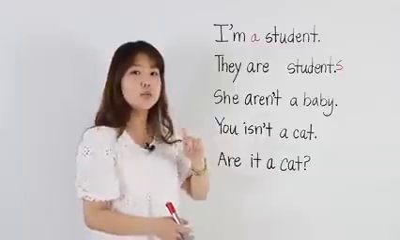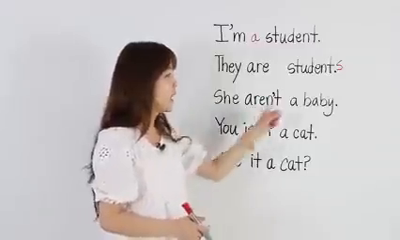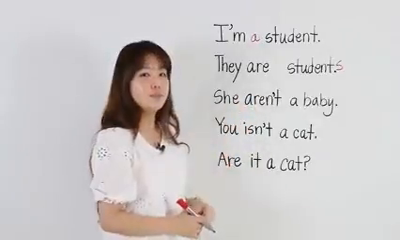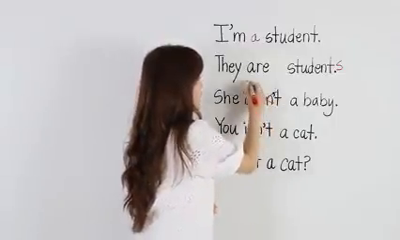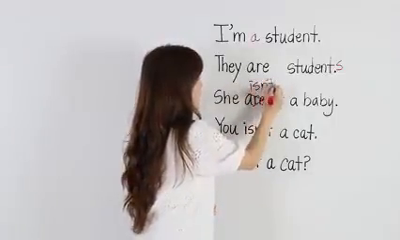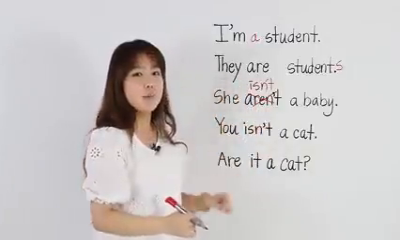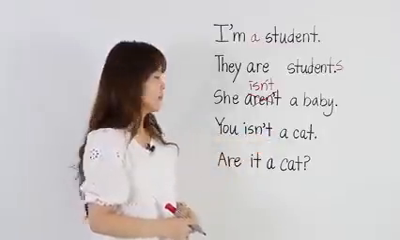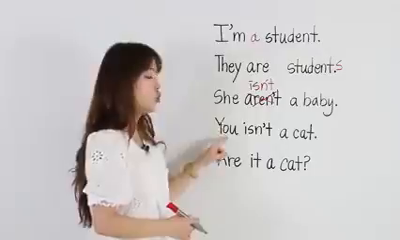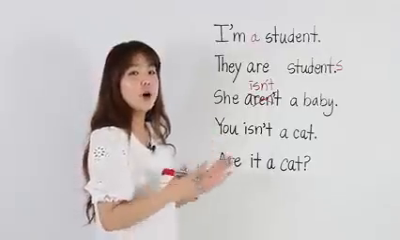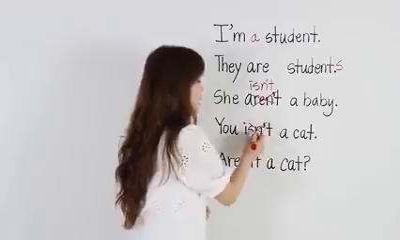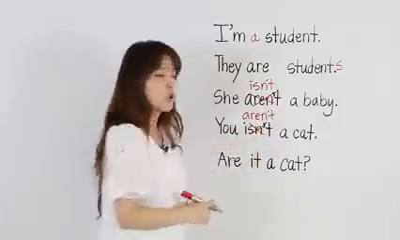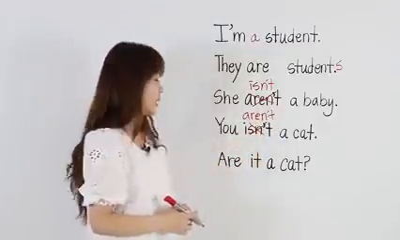She aren't a baby. She, that's one person, one girl or woman. A baby, that's one person. But we put aren't. Now that's wrong. We have to say isn't. She isn't a baby. You isn't a cat. Now, for the subjective pronoun you, we have to have the be verb are. So, not you isn't a cat, but you aren't a cat. You aren't a cat.